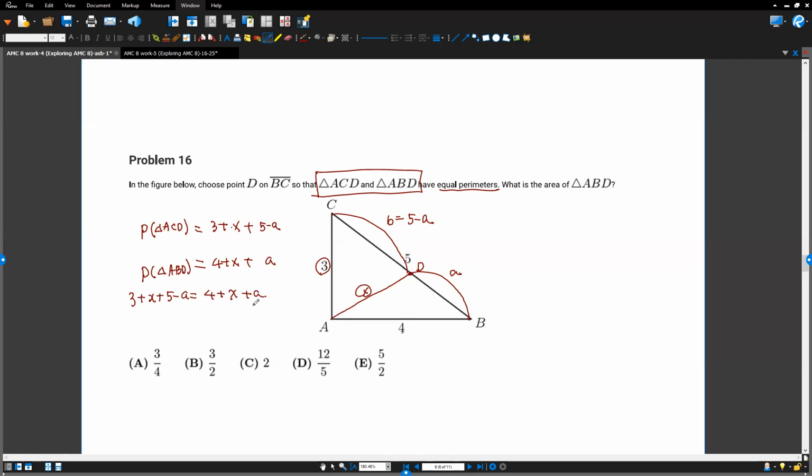Okay. So X is cancelled out because it is common over here. It's the same length. So the other one is 3 plus 5 minus A. 3 plus this one plus this one equals this one plus this one, right? Actually, that is a shortcut, you don't need all this work. So 3 plus 5 is 8, minus A, equals 4 plus A.